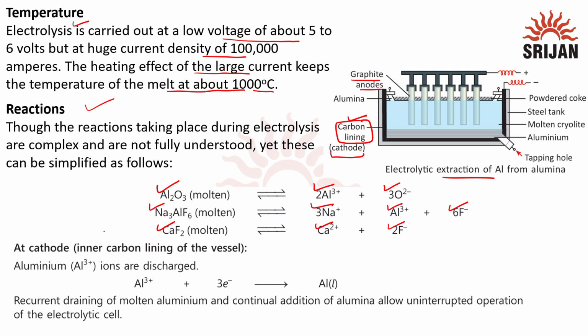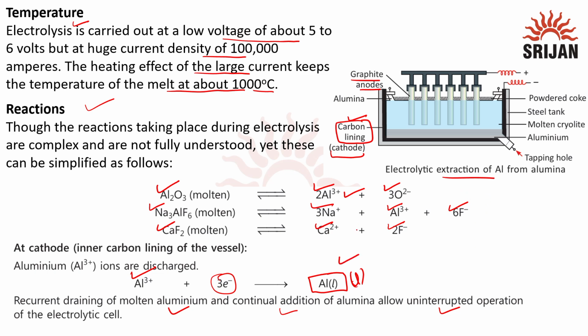Now what happens at the cathode? At the cathode, the aluminium that is released during the reaction in the form of cation accepts 3 electrons and becomes aluminium metal in liquid or molten form. Here, recurrent drain of molten aluminium and continual addition of alumina allows uninterrupted operation of the electrolytic cell. So this is how we get the aluminium.